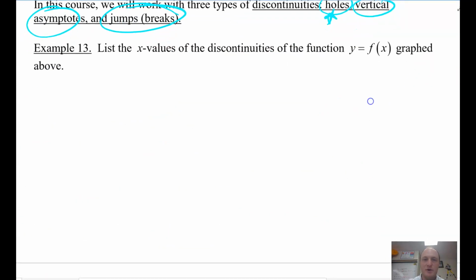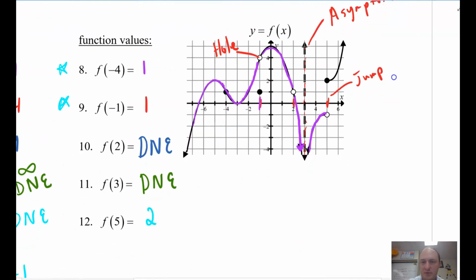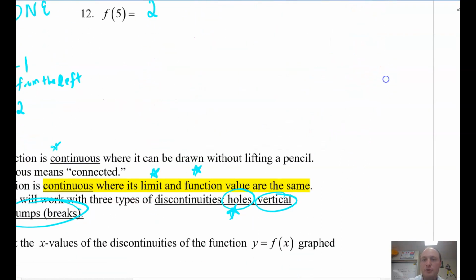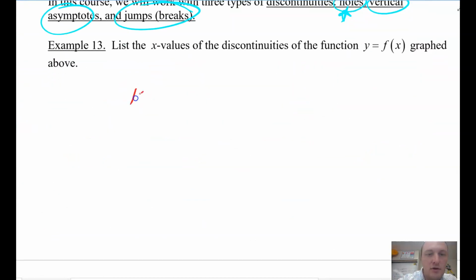So down here it says, what are the x values of the discontinuities? So what did we say? -1, 2, 3, and 5. x equals -1, 2, 3, and 5. Okay, those are your discontinuities.